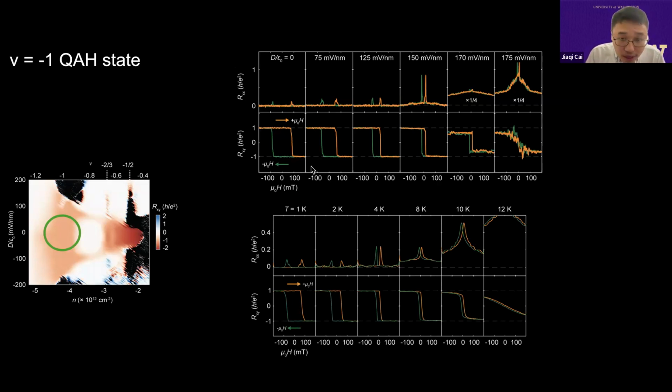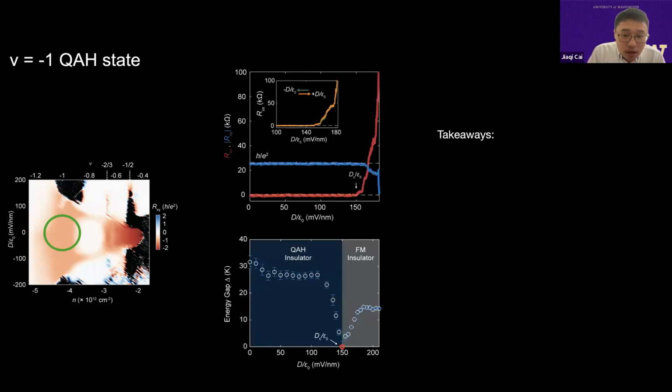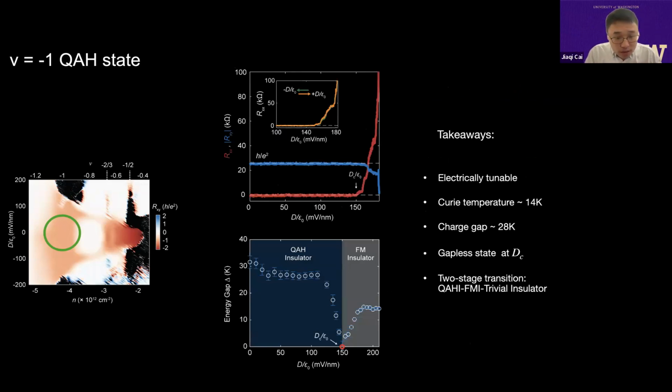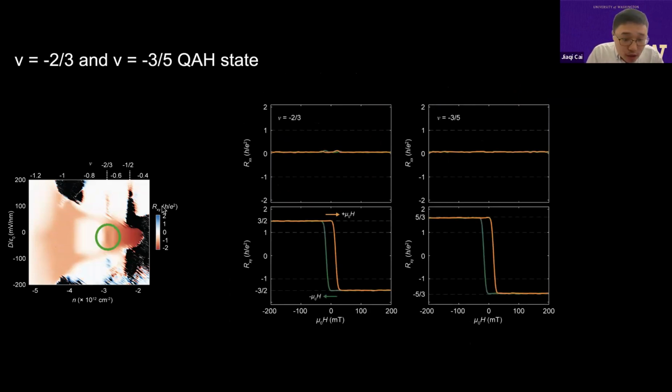At the nu = -1 state, we see this quantum anomalous Hall state. We have quantized Hall conductance, and we measured some important parameters that you may be interested in. The critical temperature is 14 Kelvin, but the charge gap is as large as almost 28 Kelvin, and we see gapless states at the critical electric field. At the fractional state, we also see quantized Hall conductivity with very small Rxx.